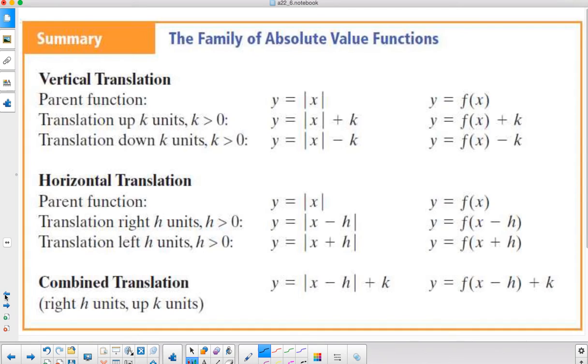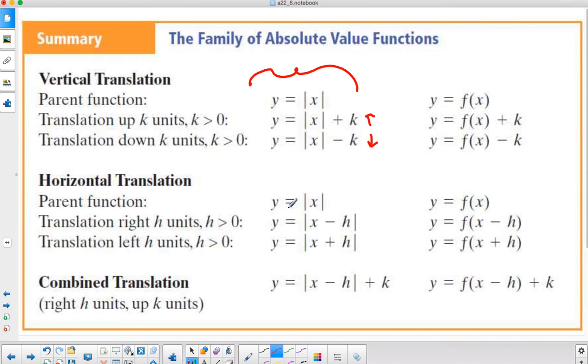All right, looking at the combined translation stuff down here, okay? So this is both. You have the parent, the vertical translation, the horizontal translation, and then both. And you will see both of them. We're really concerned about this part of it because that's what we're looking at. Vertical translation is going to be outside of your absolute value symbol, and it is true to form. If it's positive, it's going up. If it's negative, it's going down.